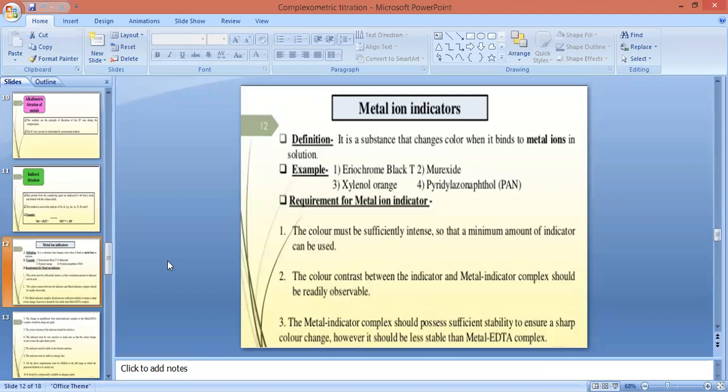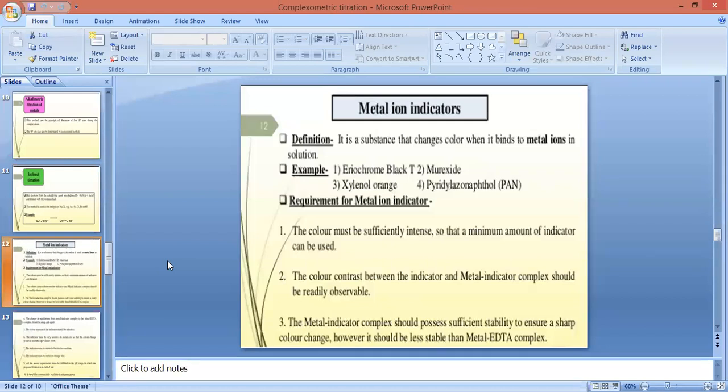The third requirement is that the metal indicator complex should possess sufficient stability to ensure a sharp color change. However, it should be less stable than the metal EDTA complex. That is, the complex which first forms between the metal ion and indicator should be stable, but its stability should be less than the stability of the complex which will form between the metal ion and complexing agent. Initially, the contents in the conical flask will be only metal, buffer, and indicator. So when we add the indicator, a complex forms between metal and indicator, and the formed complex should be stable.